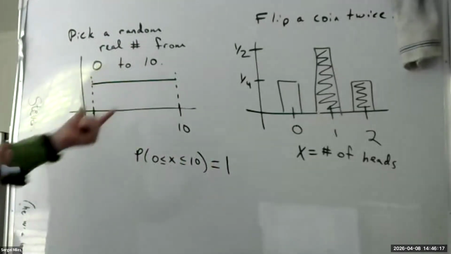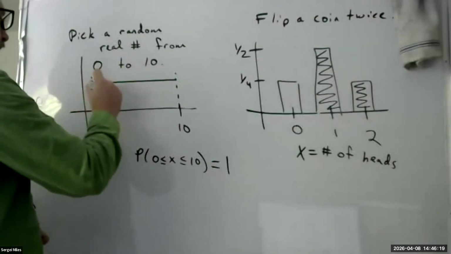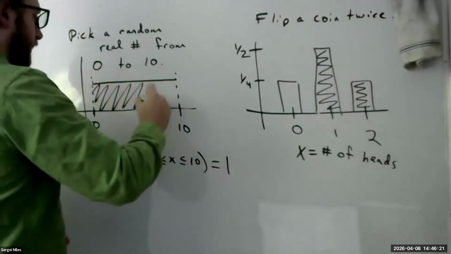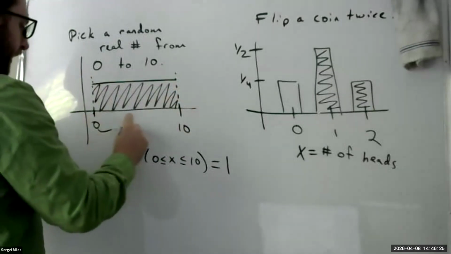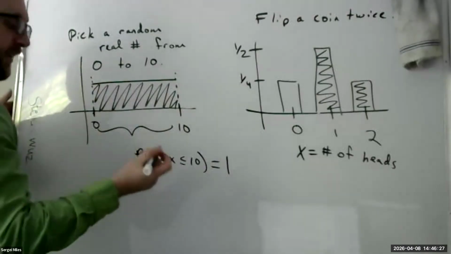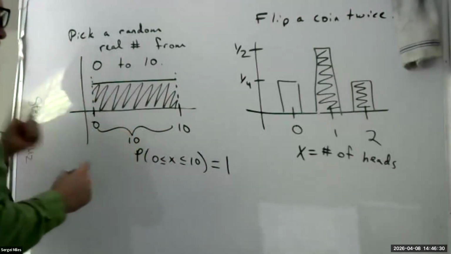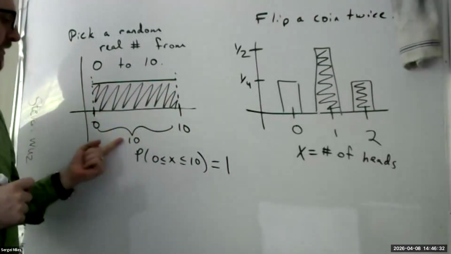Well, if the whole area of this rectangle is supposed to be 1, and the area of a rectangle is calculated as length times width, then the length here along the bottom of the rectangle is 10.